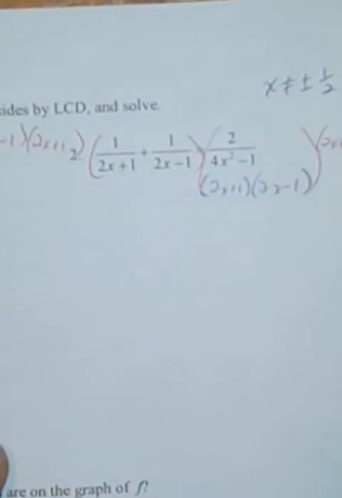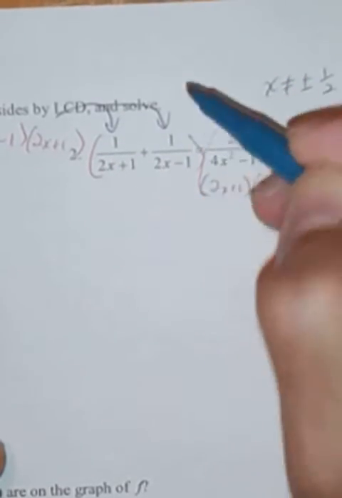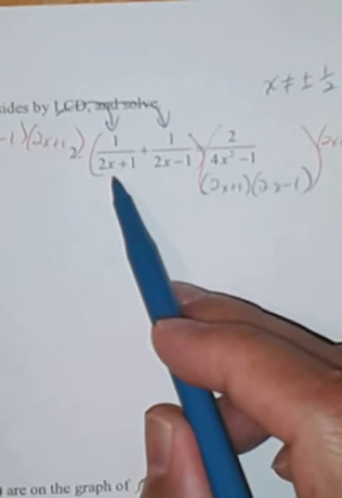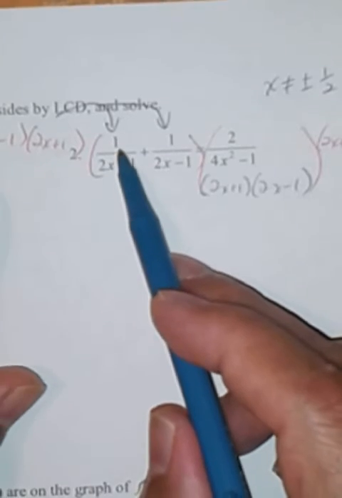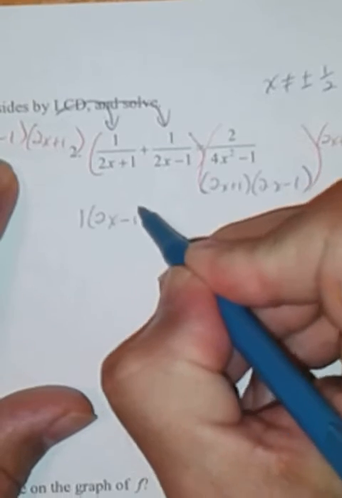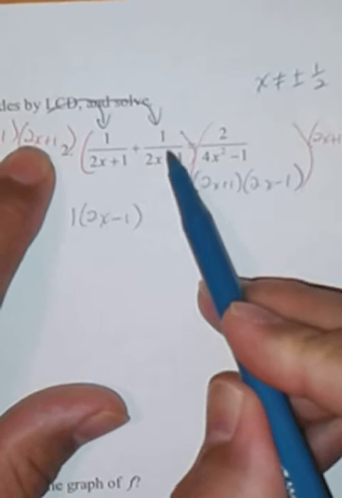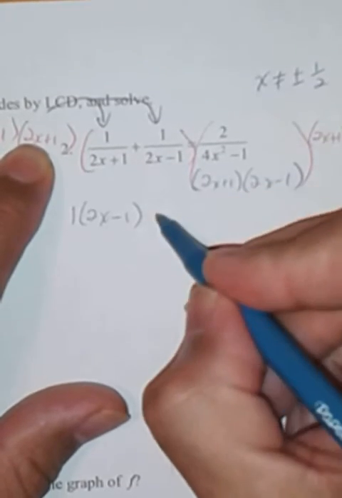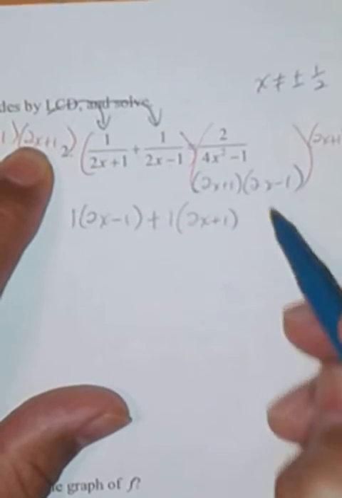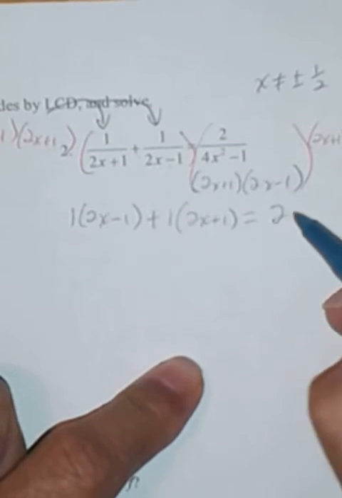On the left-hand side, don't forget you're going to distribute those two factors into the first fraction and into the second fraction. When I distribute to the first fraction, the 2x plus 1 cancels, and that leaves me the numerator 1 times 2x minus 1. I'm going to write that. When I distribute to the second, the 2x minus 1 cancels, so I have 1 times 2x plus 1. That's plus, don't forget, plus 1 times 2x plus 1 equals, and on the right-hand side both factors cancel, so I just have the 2 on top.